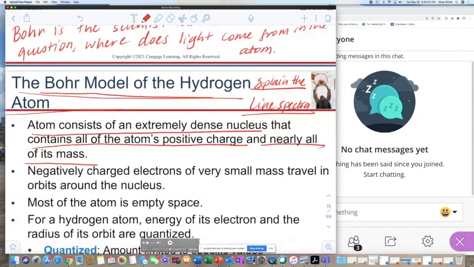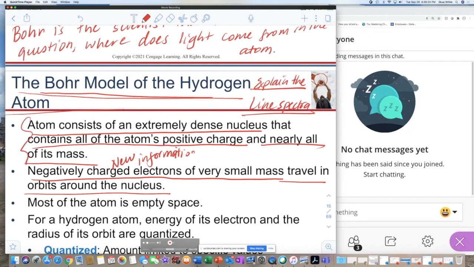And then Bohr also said the negatively charged electrons of very small mass, right? These electrons are very small, and travel in orbits around the nucleus. Now, this is new information. Because all this stuff before, this is like a repeat. We're like, dude, we heard this before from Rutherford. Tell us something new. This right here is new information.